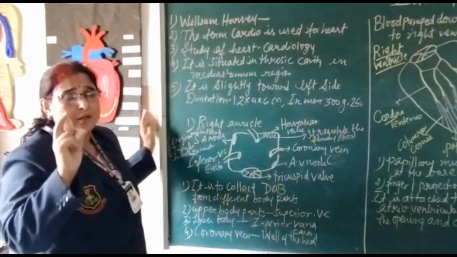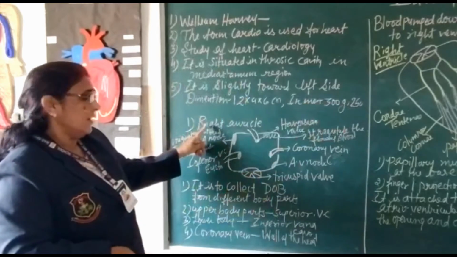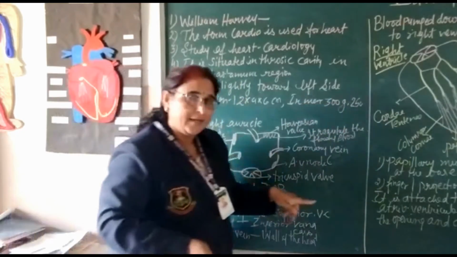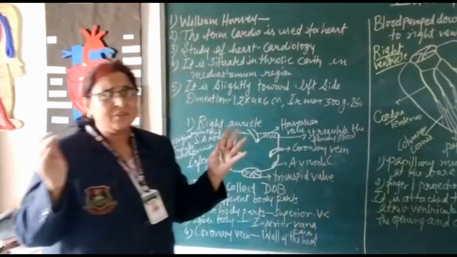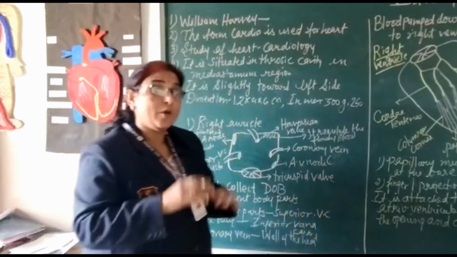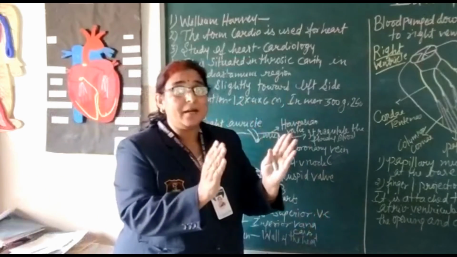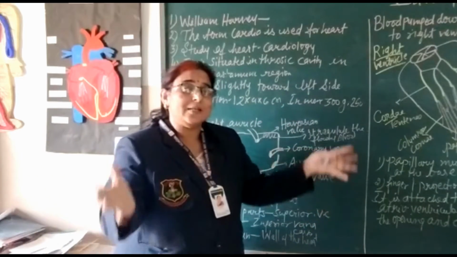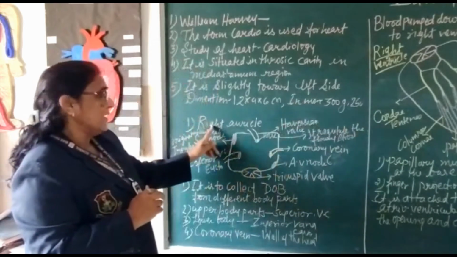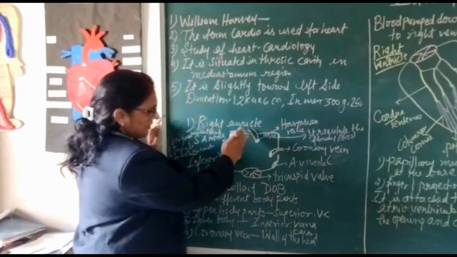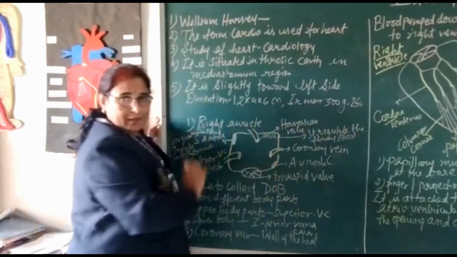There are 4 chambers in our heart: right auricle, right ventricle, left auricle and left ventricle. The heart is a very complicated structure, so I will explain one chamber at a time, and then you assemble them and they form a heart. First, the right auricle. This is the structure of the right auricle.